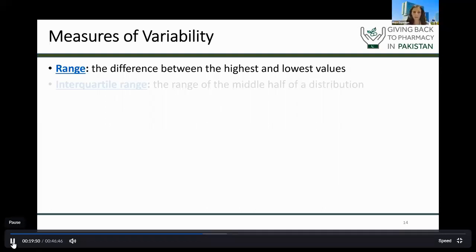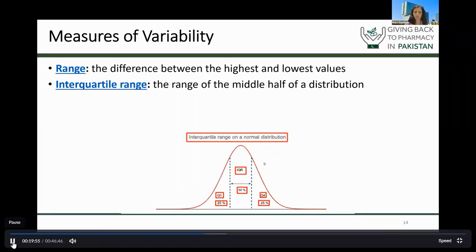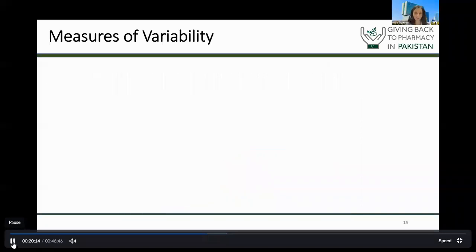The interquartile range is the range of the middle half of a distribution. So if you look here, the interquartile range is usually in this area, but most of your data is in the intermediate range. So this is all just understanding. It doesn't really apply to any statistical test. It's only understanding the distribution or the dispersion of your data.